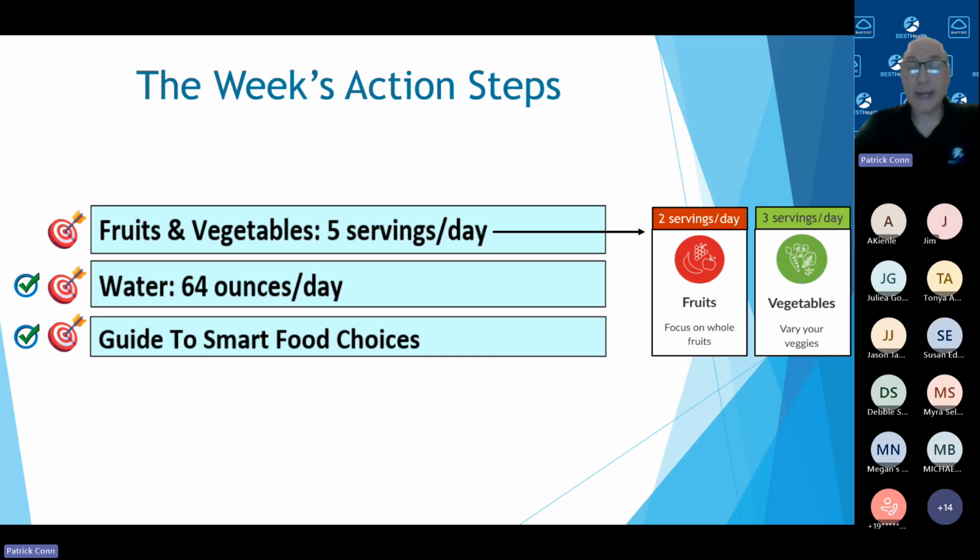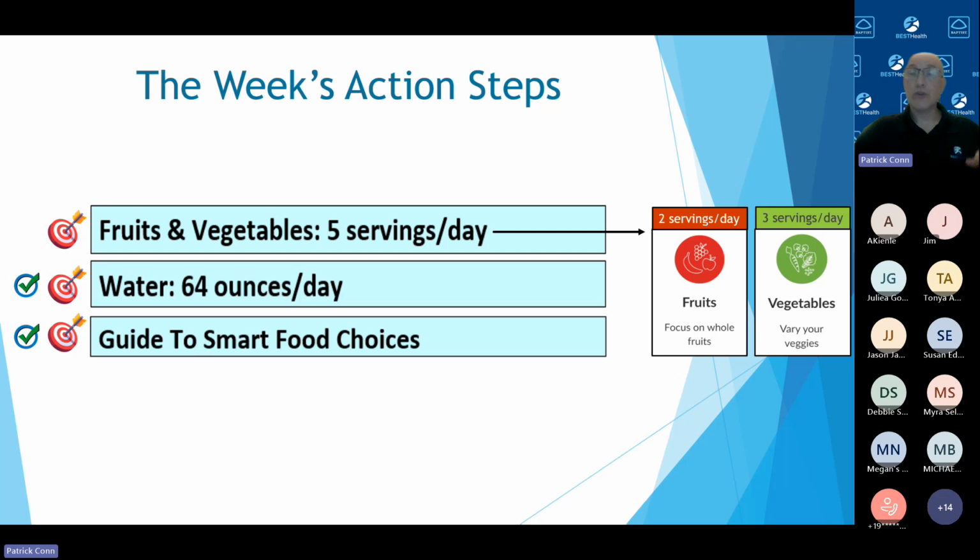So our action steps for the week. Number one is still to continue your guide to smart food choices. I've got a question. Casey said, I do. You have a question, Casey? If you do, just type it or you can unmute it and I'll grab it when it pops up. So, your action step for the week is to continue to use your guide to smart food choices.